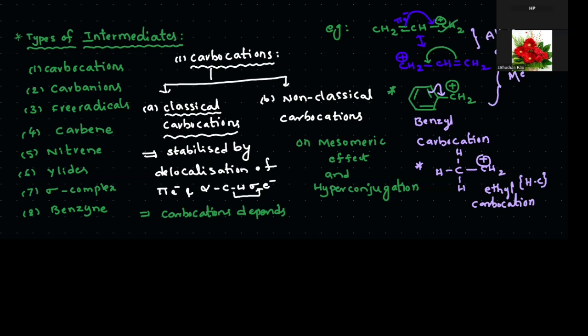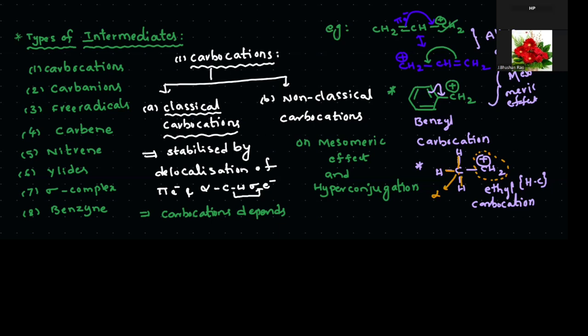Mesomeric effect. Here this one is hyperconjugation. Hyperconjugation means delocalization of alpha carbon-hydrogen sigma electrons. The alpha carbon-hydrogen sigma electrons are with respect to this carbocation. This is the alpha carbon. The alpha carbon has three hydrogens here. So these are the sigma electrons. This one also sigma, this one also sigma. One carbon-hydrogen sigma electron donates to this compound.